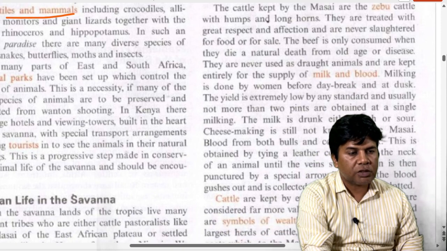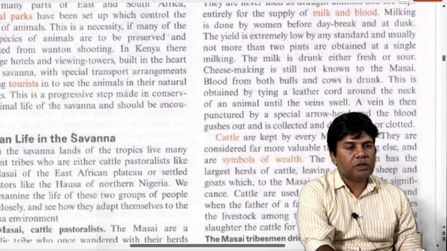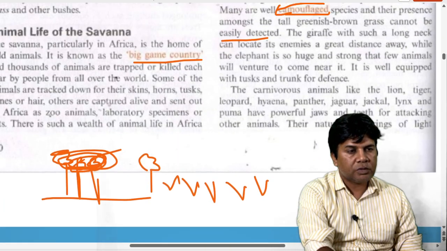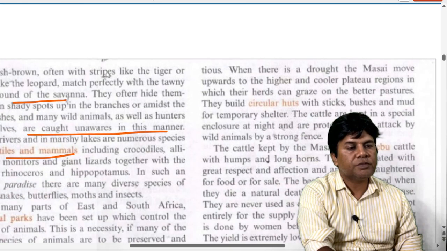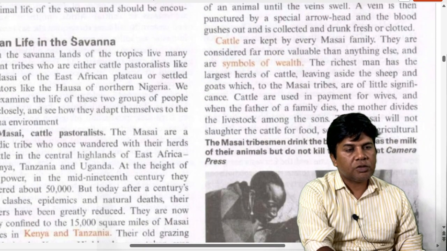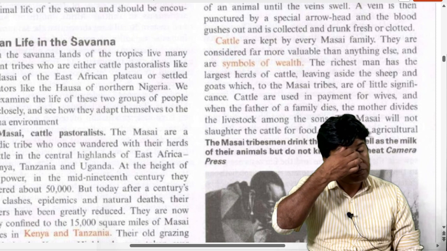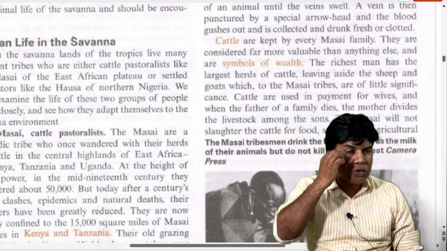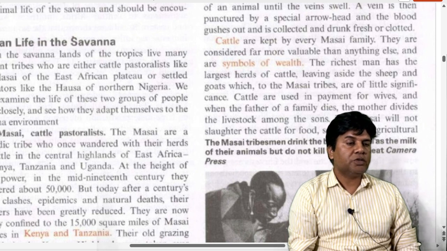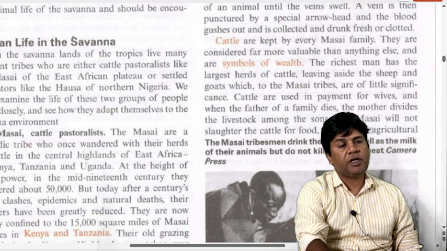So this is exactly the animal life of the savanna. Now, human life in the savanna, because you can understand that most of the human activities also depend upon the type of resources found in a particular area.